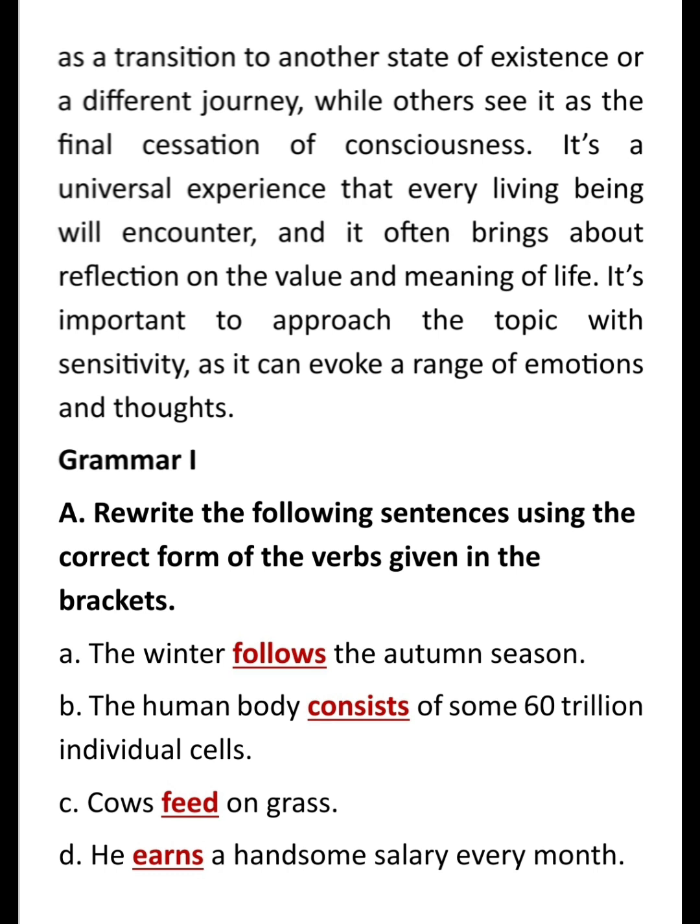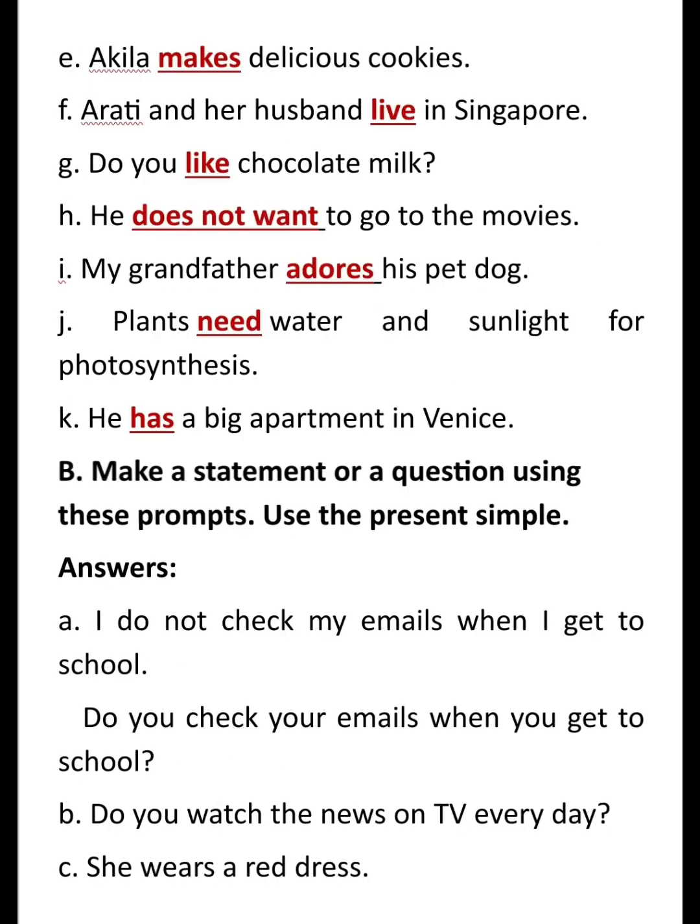Grammar 1. A. Rewrite the following sentences using the correct form of the verbs given in the brackets. A. The winter follows the autumn season. B. The human body consists of some 60 trillion individual cells. C. Cows feed on grass. D. He earns a handsome salary every month. E. Akila makes delicious cookies. F. Arati and her husband live in Singapore. G. Do you like chocolate milk?